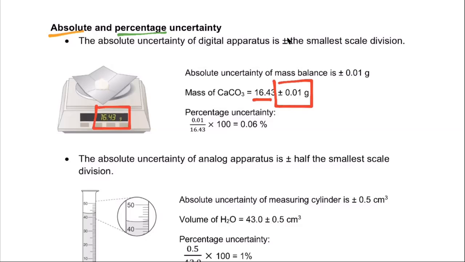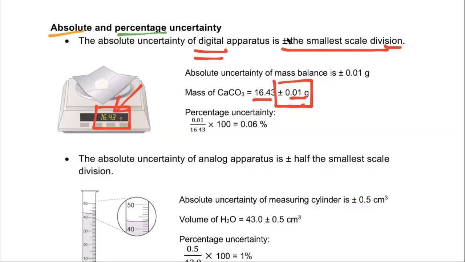These balances are digital. Anytime you have something digital, and it could be an electronic balance, a stopwatch, a digital thermometer, anything like that that's reading out the number to you, then the uncertainty that you write at the end for the plus minus is always the smallest scale division. So you have to look at your piece of equipment. In this case, on this balance, the numbers are read to the hundredths place, so they have 2 decimal places. That means our uncertainty has to read to 2 decimal places. So it's plus or minus 0.01 grams.